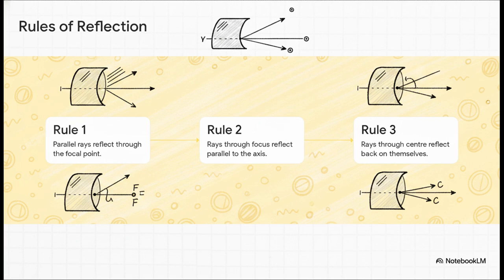Rule 1. Any light ray traveling parallel to the principal axis will hit a concave mirror and reflect directly through the focal point. Boom.